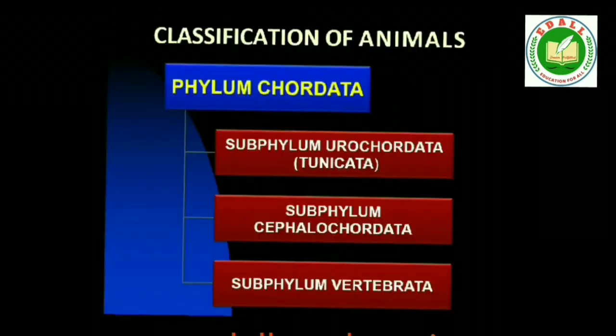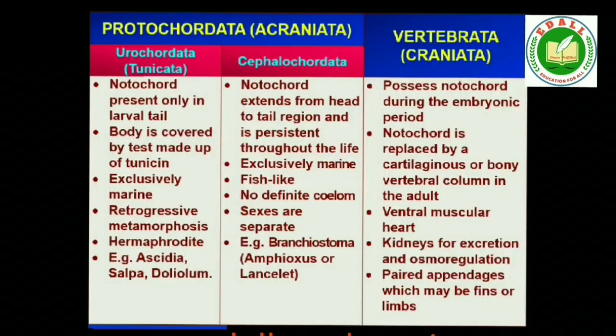Phylum Chordata is divided into 3 subphyla: Urochordata or Tunicata, Cephalochordata and Vertebrata. Subphyla Urochordata and Cephalochordata are often referred to as protochordates and are exclusively marine. In Urochordata, notochord is present only in larval tail, while in Cephalochordata, it extends from head to tail region and is persistent throughout their life. Examples: Urochordata, Ascidia, Salpa, Doliolum. Cephalochordata, Branchiostoma, also called Amphioxus or Lancelet.